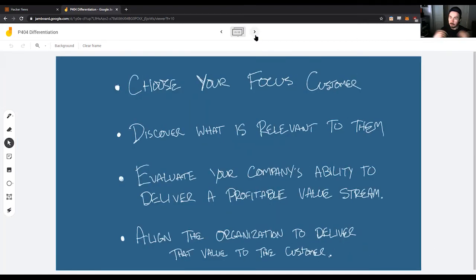So some steps thinking through this: choose your focus customer. That's a lot boiled into a single line. It's not easy to do this. It's not easy to say we're going to focus exclusively on this customer, or to make a decision about what you're not going to do. But you have to choose where you're going to focus if you're going to build a great product. Then you have to discover what is relevant to your focus customer. You have to ask them.